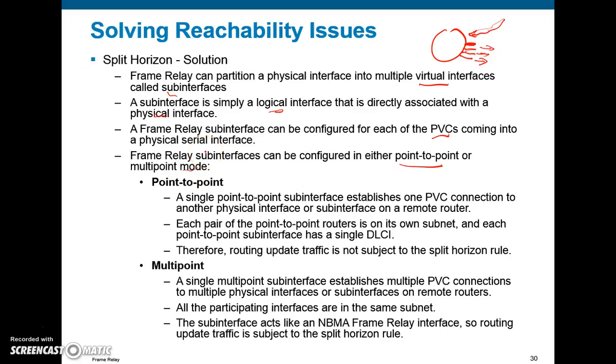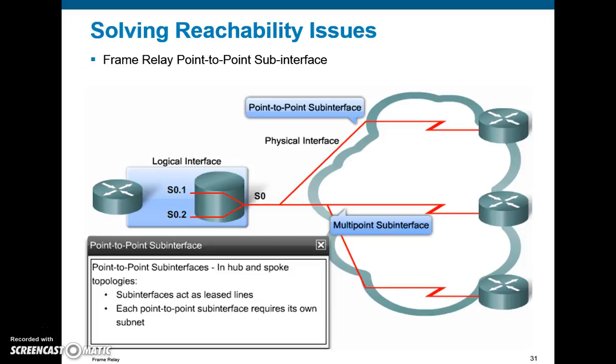Let's look at the difference between point-to-point and multipoint now. This is a physical interface, serial 0/0/0. We can create sub-interfaces from this physical interface, and sub-interfaces are defined by the dot. So I can create sub-interface serial 0.1 or serial 0.2 from this physical interface serial 0. Again, these are logical interfaces. They do not physically exist on the router. On the router, you can only see S0, but you can create these sub-interfaces S0.1 and S0.2.